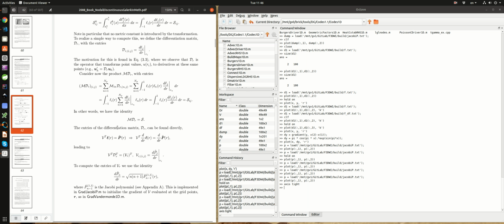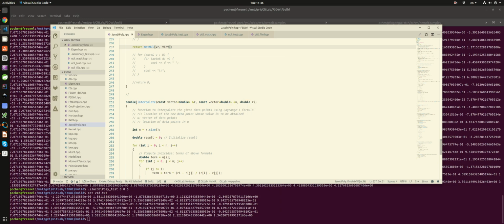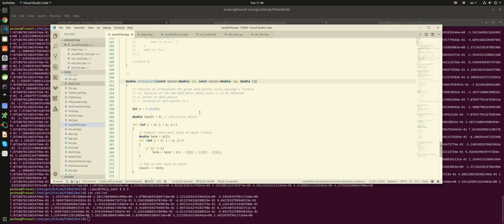And then the last thing we're going to need is an implementation of the Lagrange interpolation. This is the interpolation function. If you feed in an interpolating location, it's going to spit out the value of that function based upon the Lagrange interpolating formula.